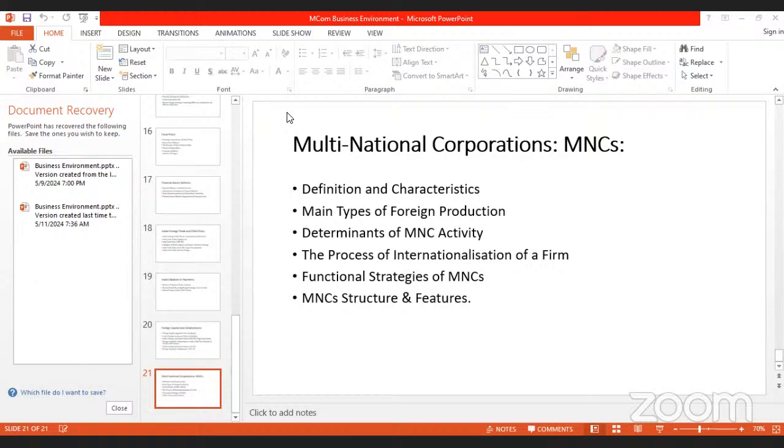Next is joint venture. So collaboration with local firms to share risk and resources is the next one. Also, we have foreign direct investment here. So that is establishing wholly owned subsidiaries or acquiring foreign companies to gain control over operations. And there is global integration. So coordinating operations and strategies across different markets to achieve economies of scale and scope.